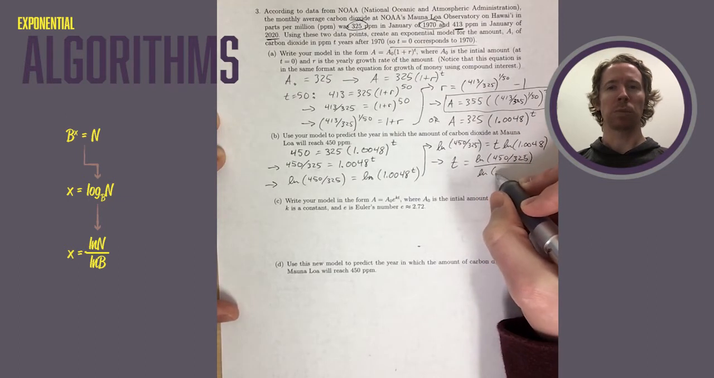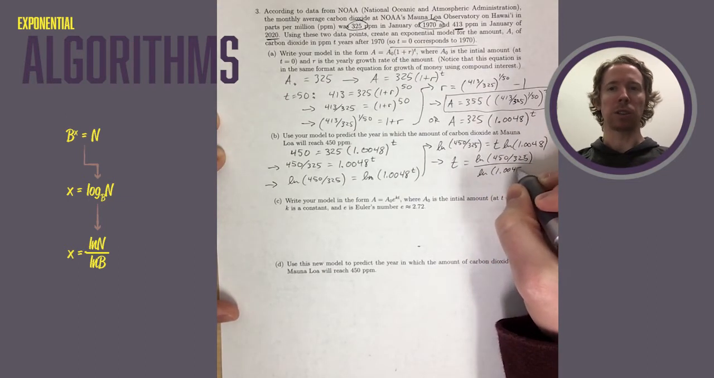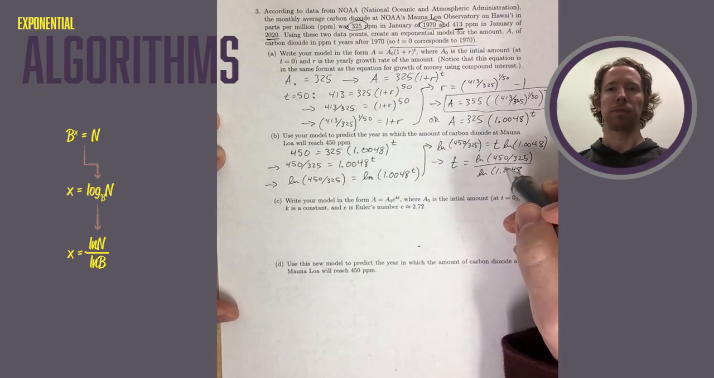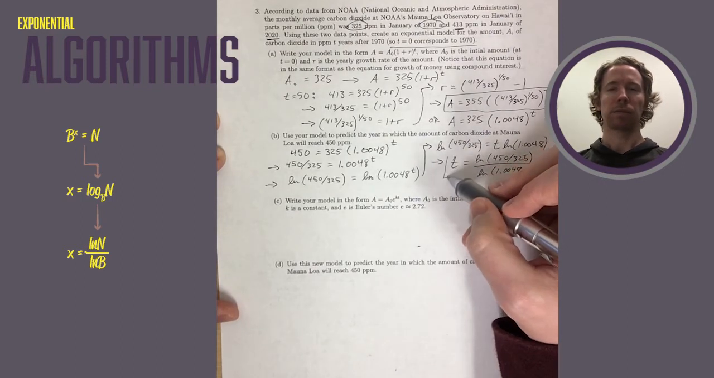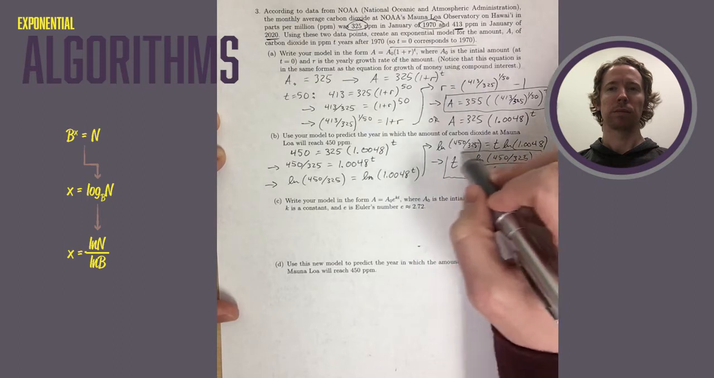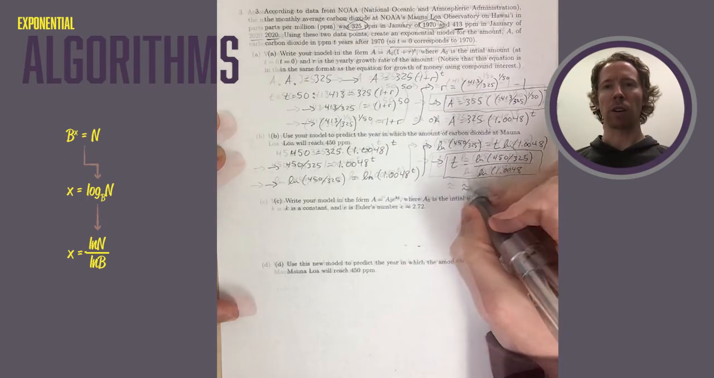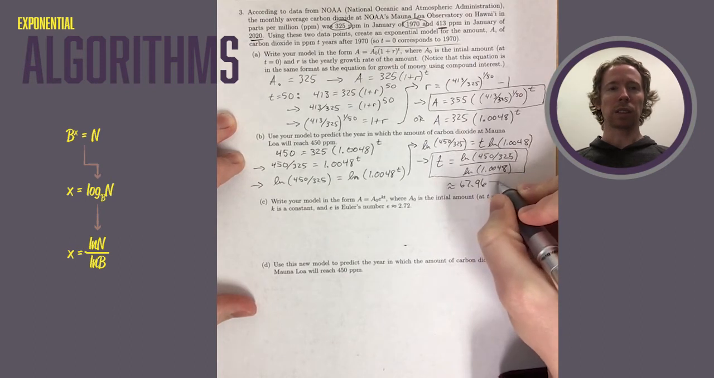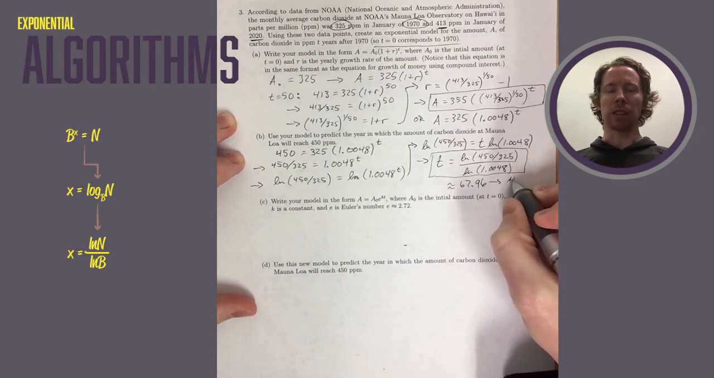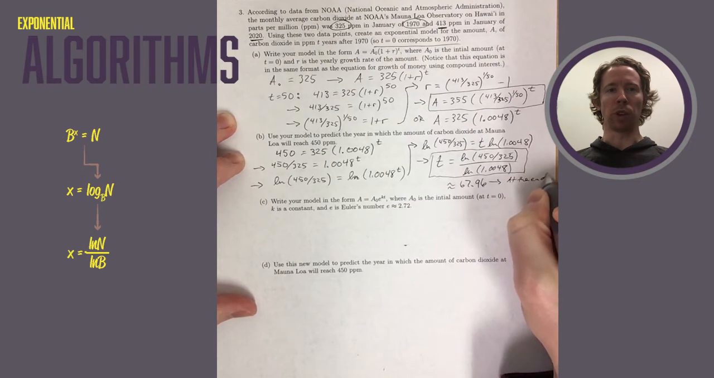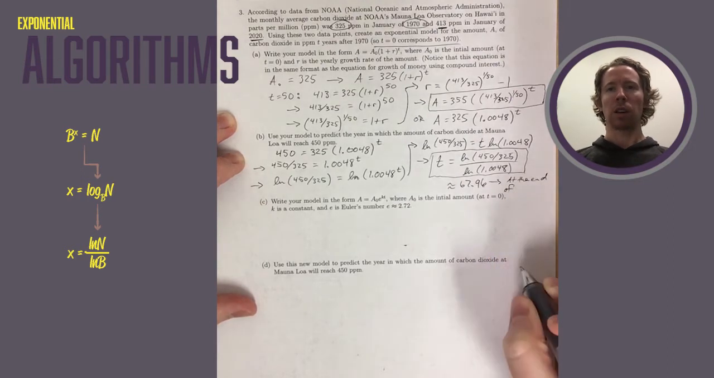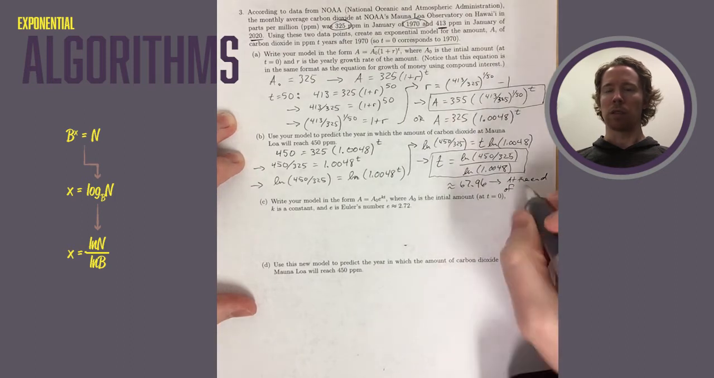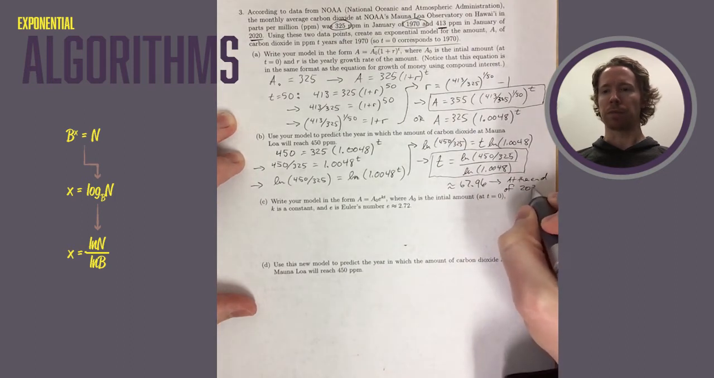If I'm just doing this by hand and I don't need a decimal approximation, I can stop right there. If I do have a calculator on me, punch that in, I get 67.96. That's the number of years after 1970 when we'll reach 450 parts per million. So that'll be right at the end of 2037.